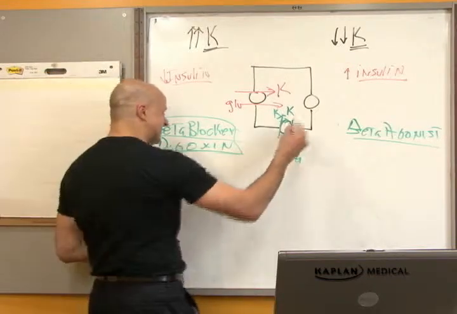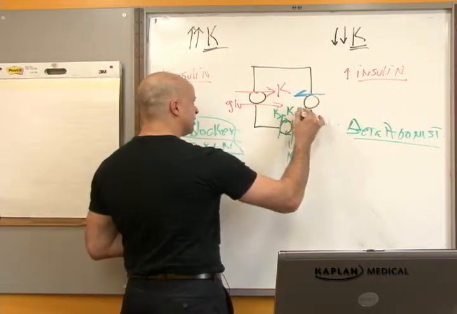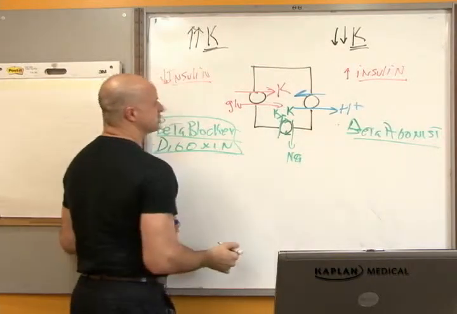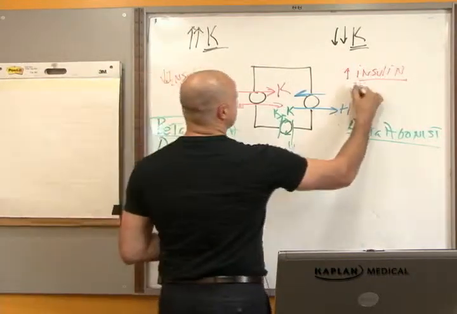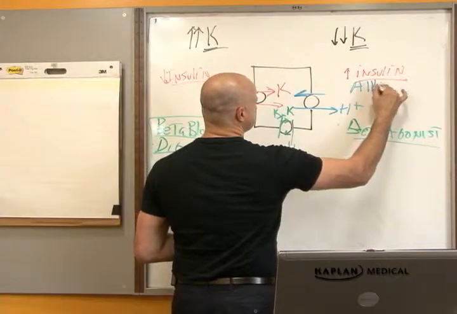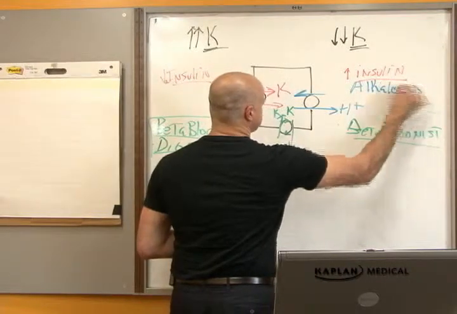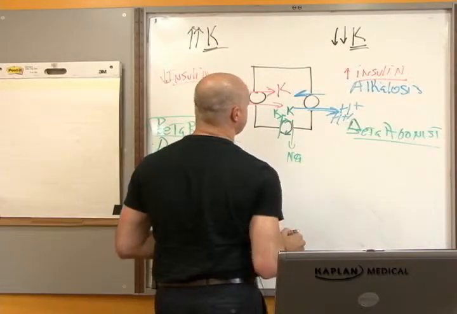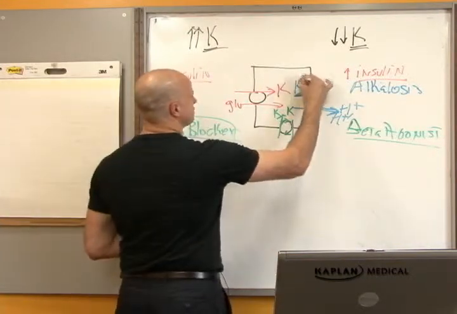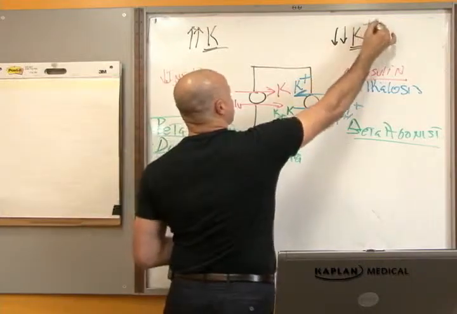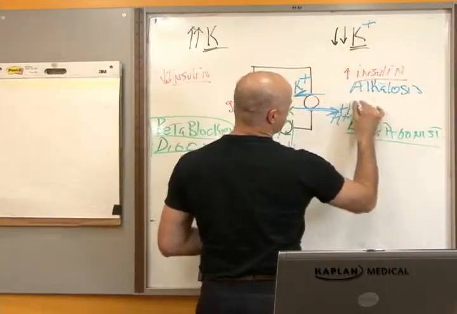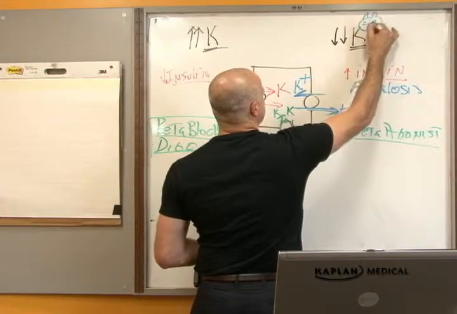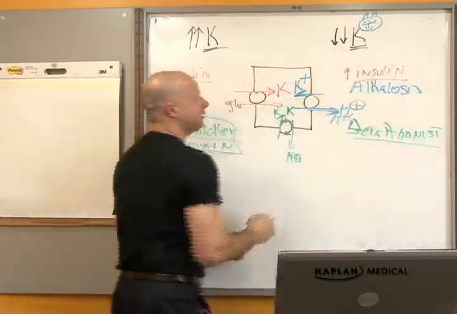The answer is acid-base. If you have an alkalosis, hydrogen ions come out of the cell and potassium will go in. One cation out, one cation in.